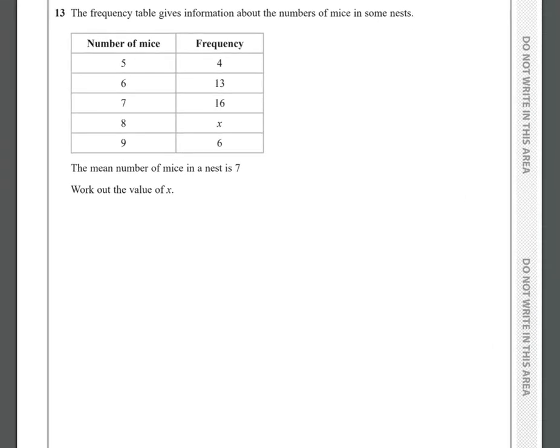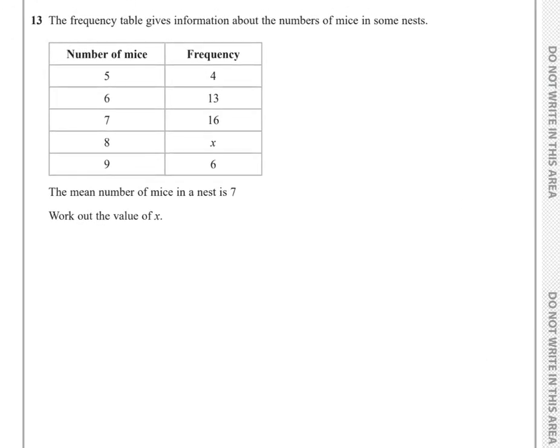Okay, 13. The frequency table gives the information about the number of mice in some nests. The mean number: we've got to do the frequencies times the number of mice. So that's 20. 6 times 13 is 78. 7 times 16, I can't do in my head, 112. 8 times x, well, we know that's just 8x. Don't worry about it for now, but it is. 9 times 6 is 54.